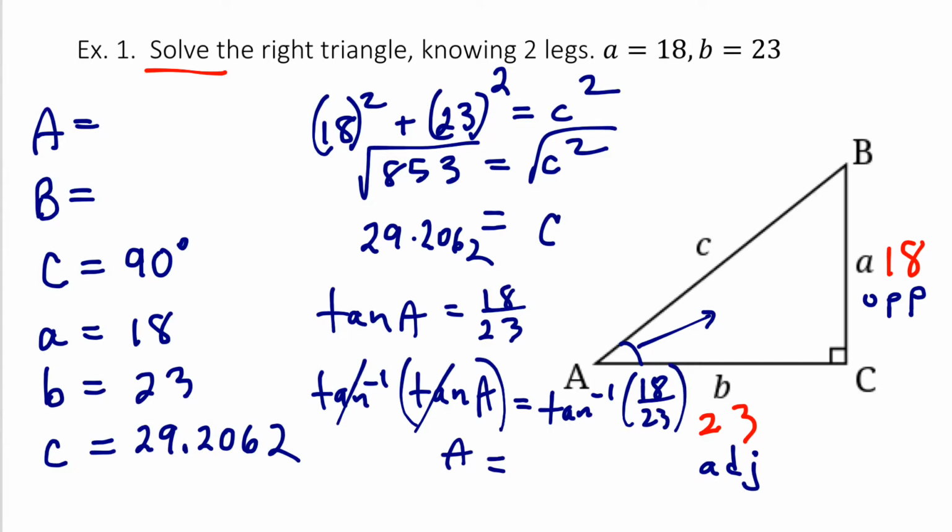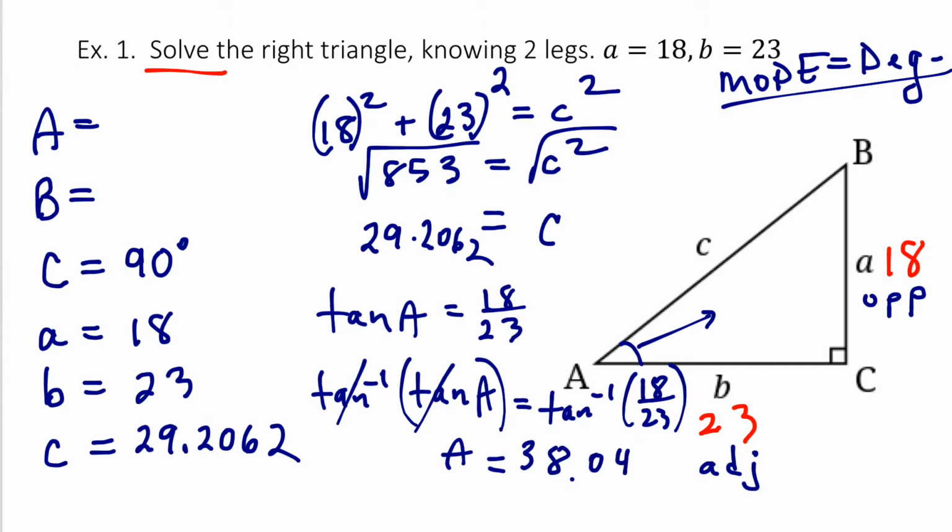So I could type the inverse tangent of 18/23 into my calculator, and I'm going to set my mode to degrees so that it'll return me degrees. So I got 38.047 degrees. So that's angle A, 38.047 degrees.